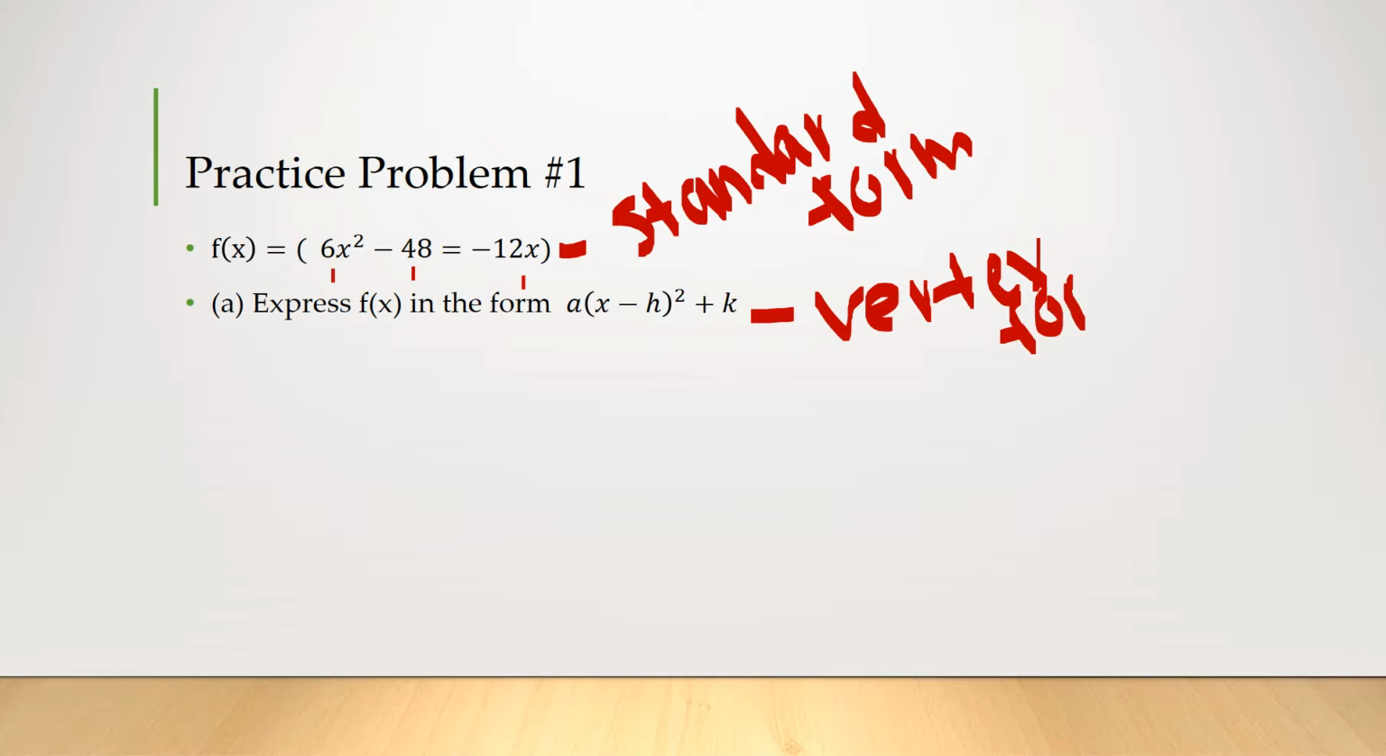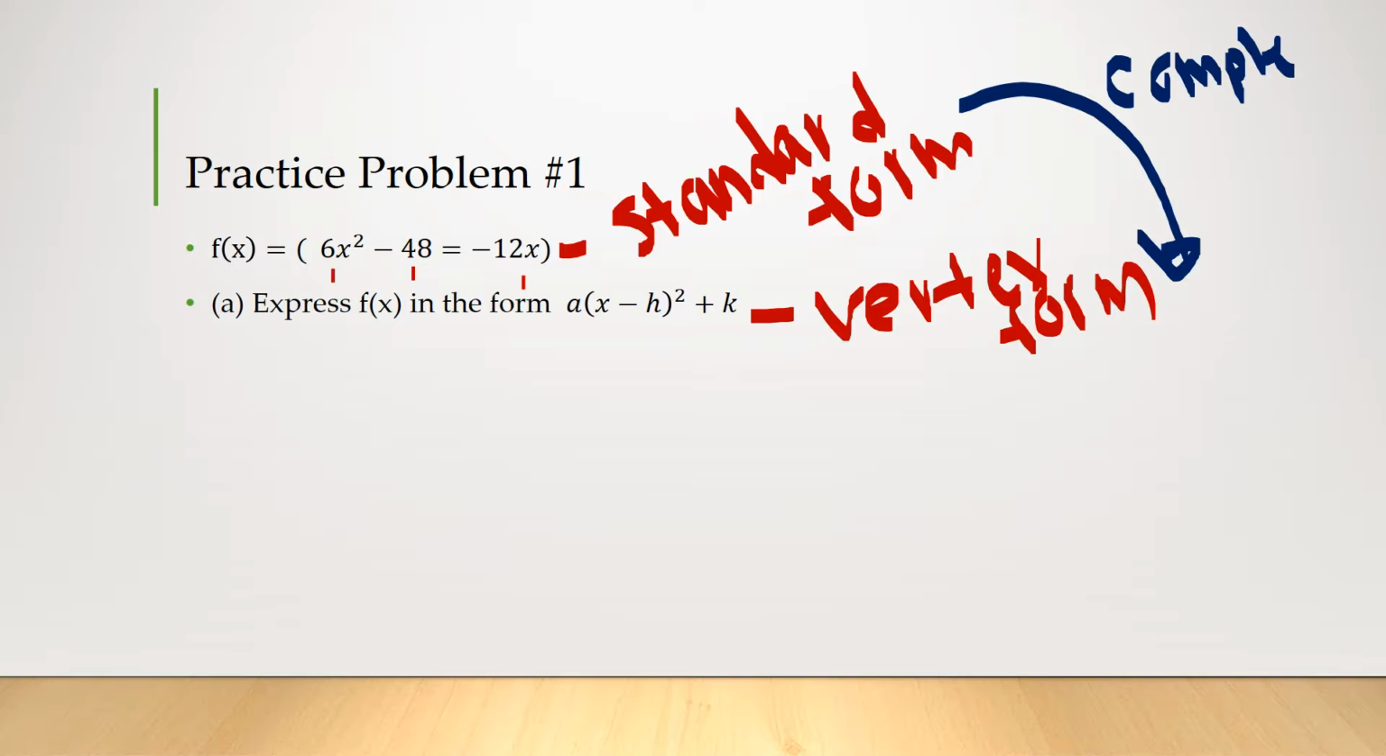Okay. So to convert from standard form to vertex form, we have to do something called completing the square. That is simply a routine in which you take the standard form, the a and b, and add another number to make it into a perfect polynomial that you can square out to get the vertex form. So we'll do just that.